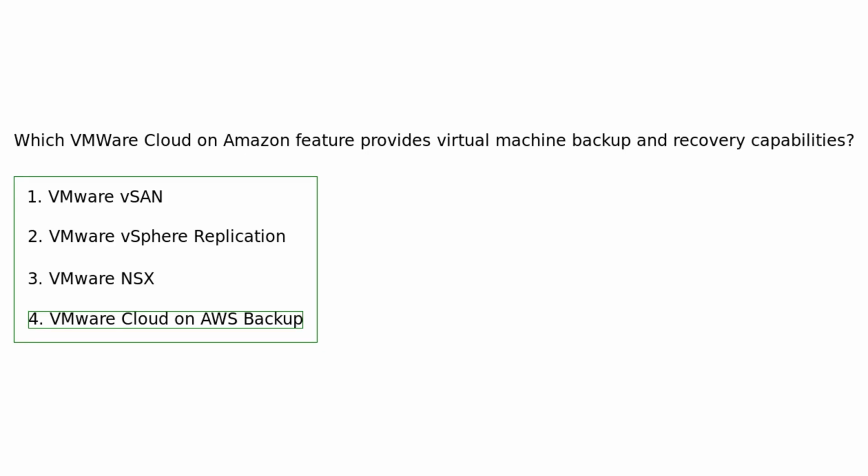VMware Cloud on AWS Backup is a service that provides backup and recovery capabilities for virtual machines running in the VMware Cloud on AWS environment, ensuring data protection and business continuity.